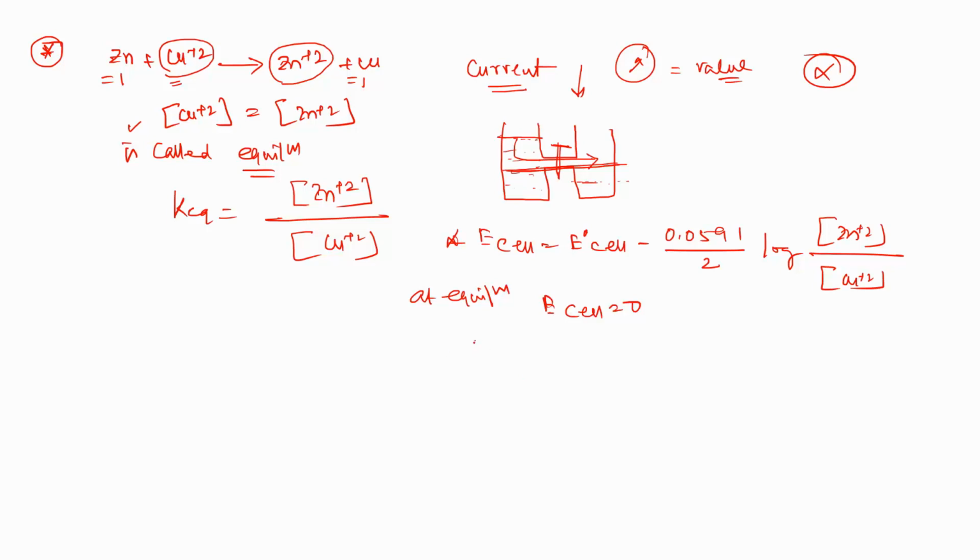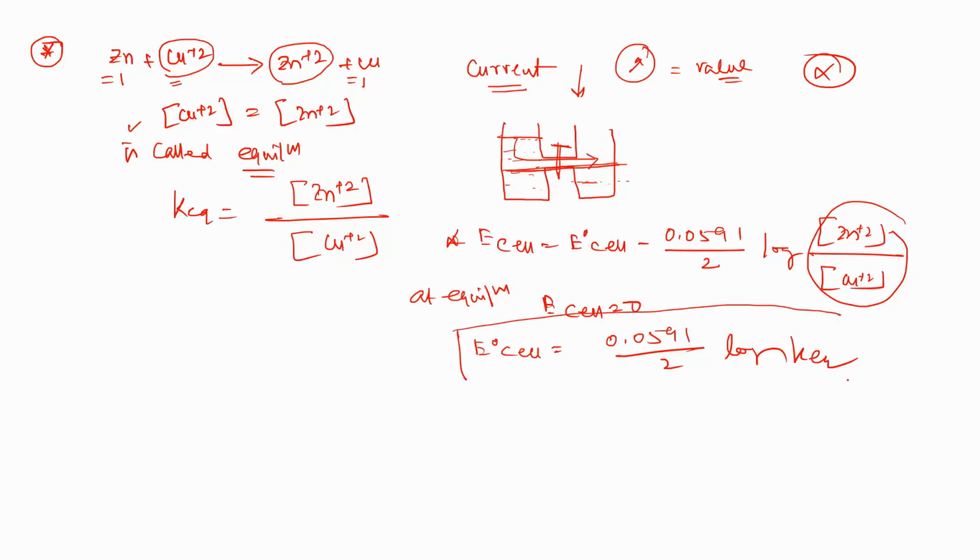So E cell equal to 0, that means E0 cell equal to 0.059 by 2 log. Now this term is equivalent to K equilibrium, because the equilibrium constant is equal to the ratio of the concentration of zinc plus 2 to the concentration of copper plus 2. So this is the equation where we can correlate the Nernst equation with the equilibrium constant.